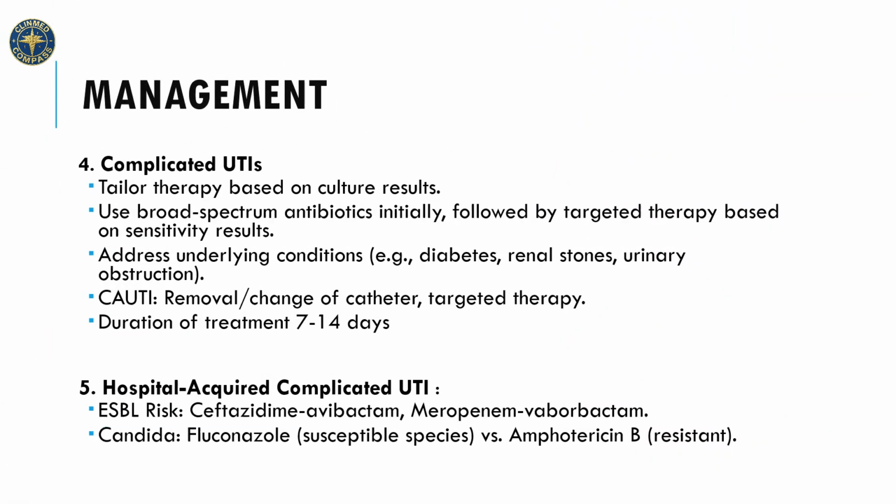For complicated UTI, treatment is usually tailored based on culture results. Initially start broad-spectrum antibiotics, then follow it by targeted therapy based on sensitivity results. Underlying conditions should be addressed, and for catheter-associated UTI, the catheter should be removed or changed, and antibiotics are also given based on targeted therapy. Treatment duration 7 to 14 days.